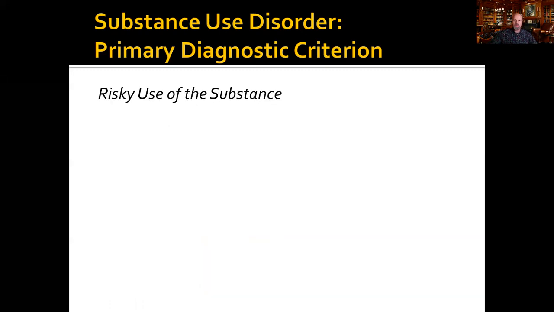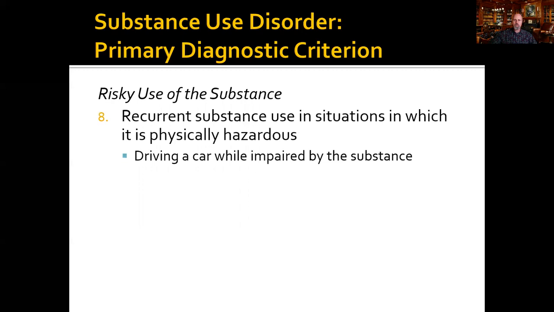The third category is risky use of the substance. There's two criteria in this category. The first one is recurrent substance use in situations in which it is physically hazardous. Driving a car while impaired by the substance is clearly using the substance in a way that's physically hazardous. But note that this criterion can be met in a lot of different ways. So if you are using dirty needles, for example, that's using a substance in a situation in which it is potentially physically hazardous, and yet you continue to do so.